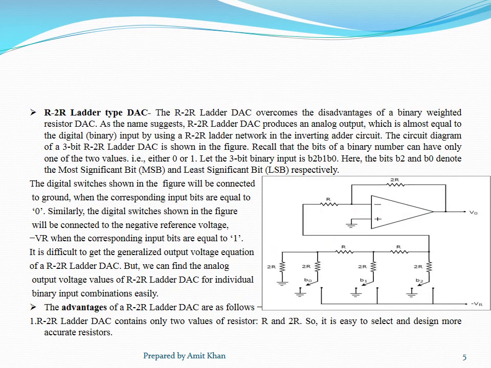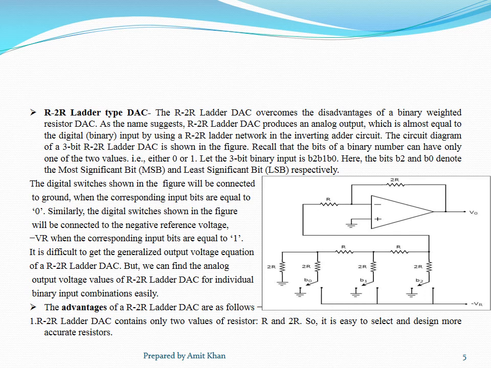Then comes the R2R ladder type DAC. In the diagram you can see the R2R ladder type DAC. It overcomes the disadvantages of the binary weighted register DAC. As the name suggests, the R2R ladder DAC produces an analog output which is almost equal to the digital input by using an R2R ladder network in the inverting adder circuit. The circuit diagram of a 3-bit R2R ladder DAC is given in the figure.